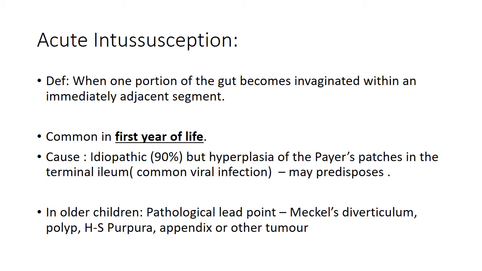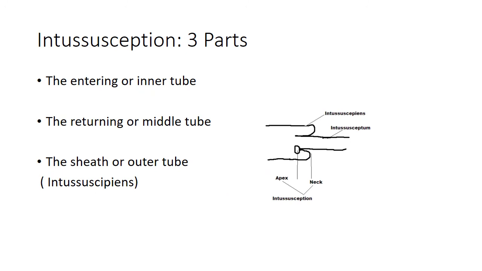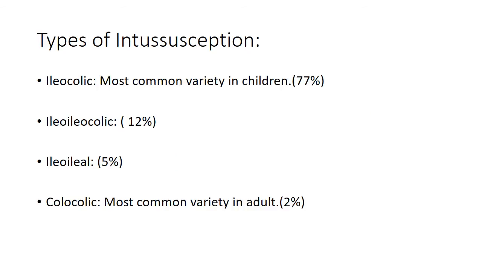viral infection. In older children, the pathological lead points are Meckel's diverticulum, polyp, Henoch-Schonlein purpura, appendix, or others. Now we should remember the three different parts of intussusception, which are the entering or inner tube, the returning or middle tube, and the sheath or outer tube. And this outer tube is also called the intussuscipiens, and the entering tube is called the intussusceptor.